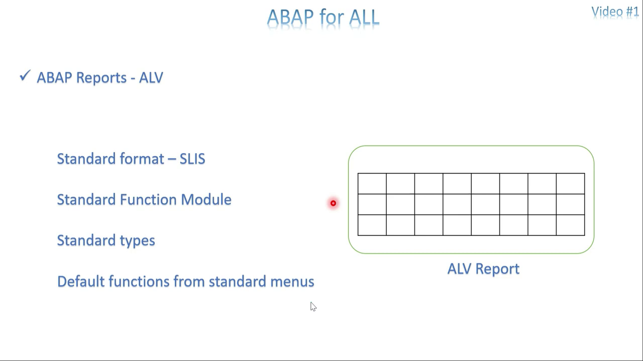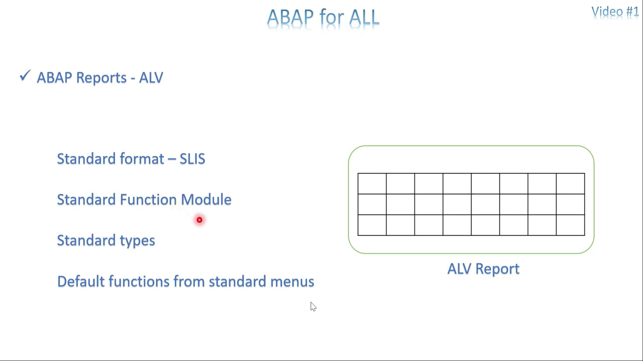So we should be aware of it, and we should walk through that SLIS and see what structures are available, what table types are available, and how they declared them. Once you understand, it's very simple for you to declare our own internal table to hold the ALV data or hold the data to make the ALV design.